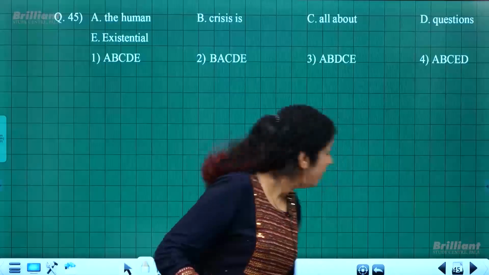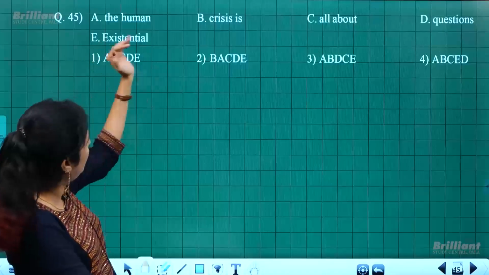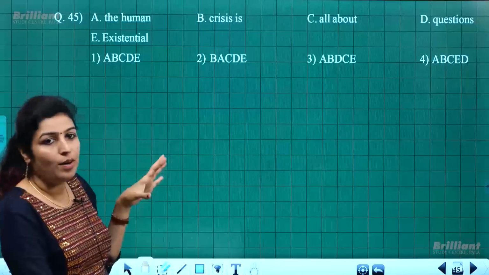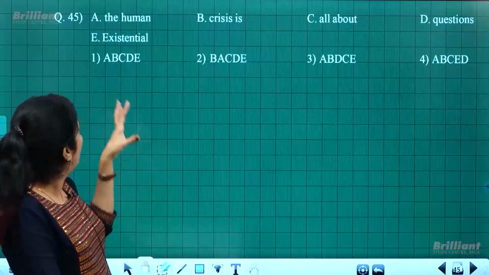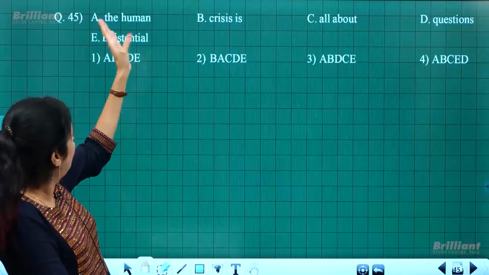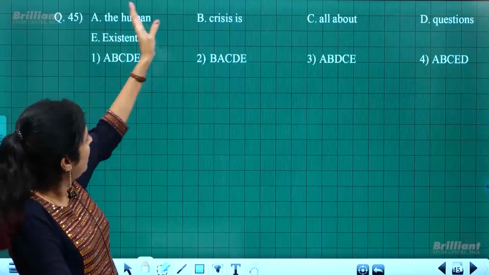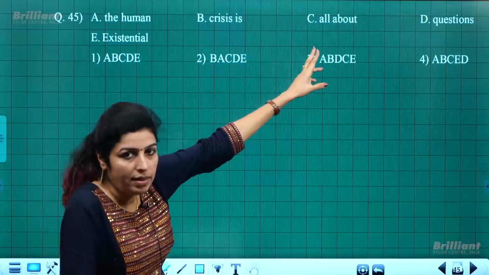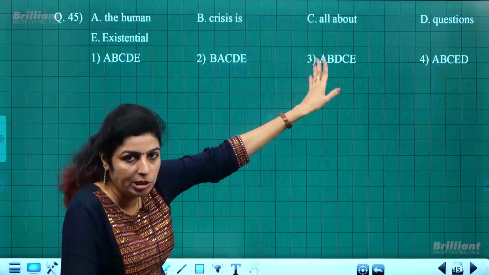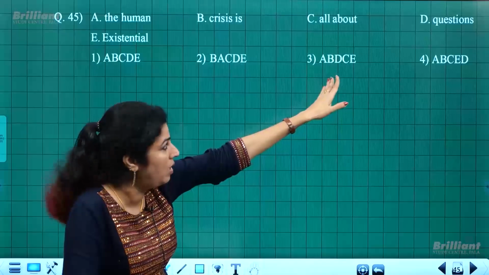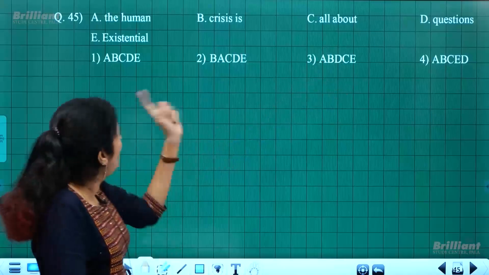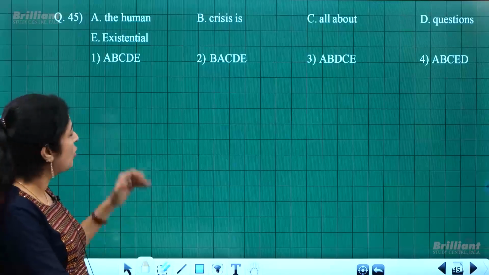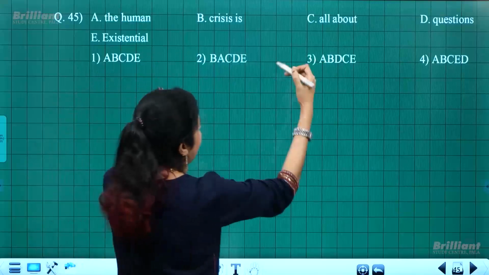Okay. Next is, the human crisis is all about questions existential. That also is wrong, isn't it? So let us start with the first option. The human crisis is all about, till then it sounds great, no issues, grammatically correct, sensible. But after that, D and E, questions existential. That is where we have the problem. So can we have these two things swapped?